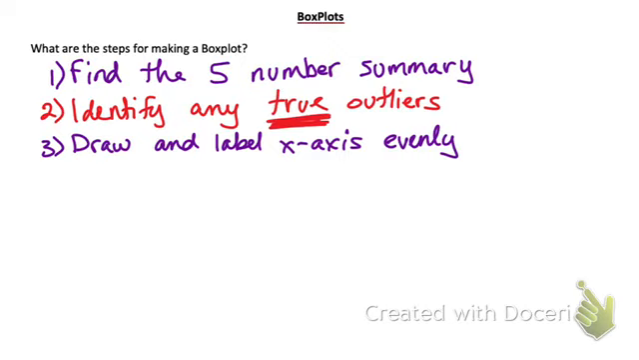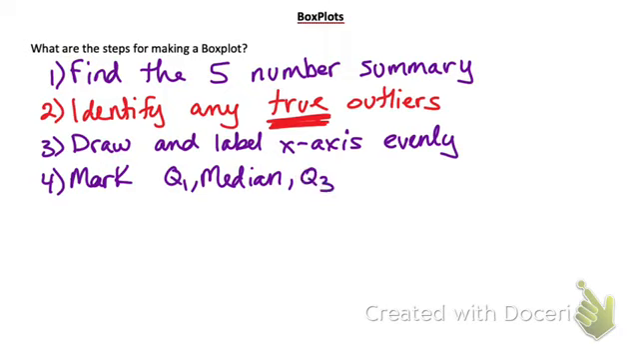So we draw our axis evenly first, and then what we do is we mark Q1, median, and Q3, and connect. So we're making that interquartile range first. We're making the box first. It's a box and whisker, not a whisker and box. So box first. We make a box first.